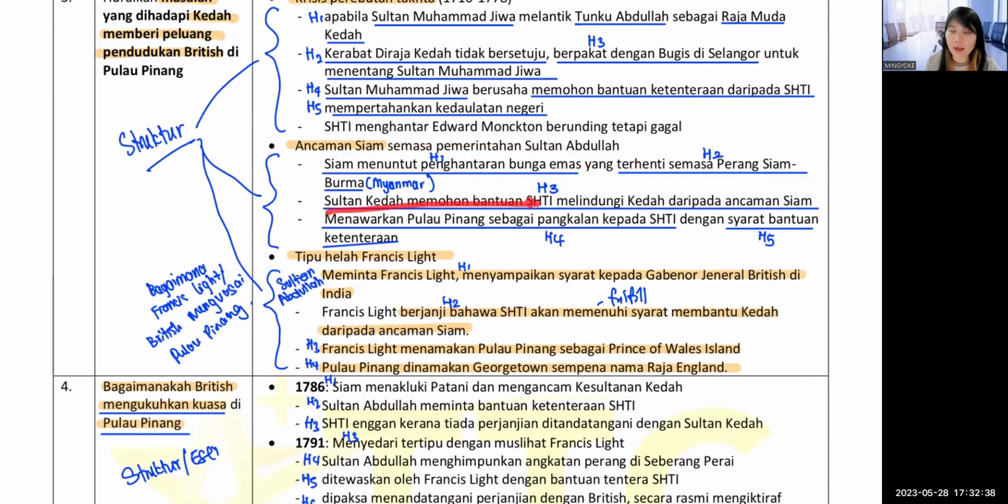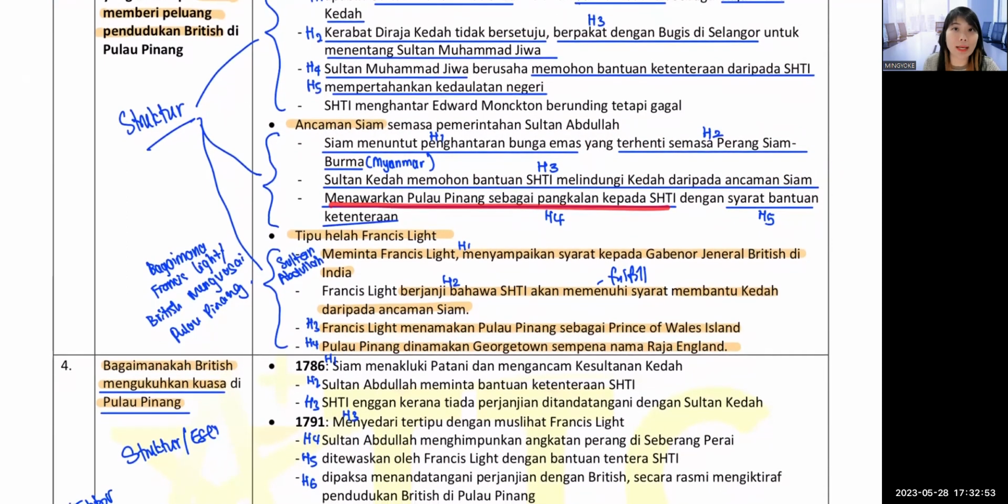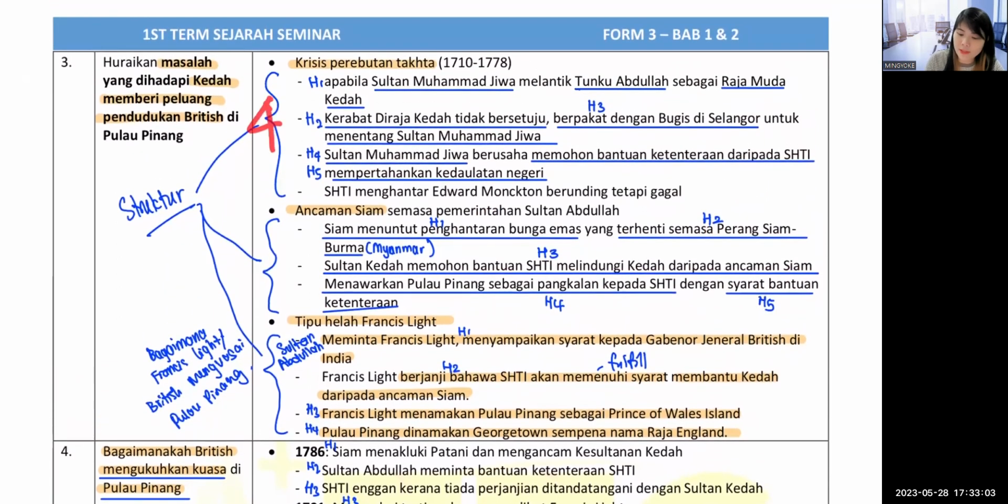And Sultan Kedah requested SHTI help to protect from Siam. They offered Penang as the terms for the military help. Okay. So, menawarkan Pulau Pinang sebagai pangkalan kepada SHTI, 1 mark. Syarat bantuan ketenteraan, 2 marks. So, we got 1, 2, 3, 4, 5. Usually if they ask you 4 marks, then you remember 4. Maximum structure only 4.